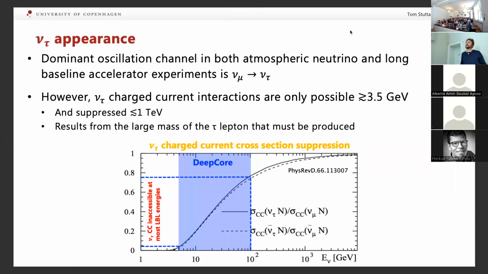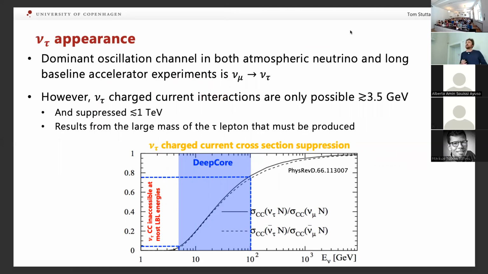Just a couple of brief notes on slightly less standard oscillation things we can do, or additions to our oscillation measurements beyond just measuring the mixing angles and the mass splittings. The first is tau neutrino appearance. The main thing we're measuring in both long baseline accelerators and atmospheric neutrinos is muon to tau neutrino oscillations.